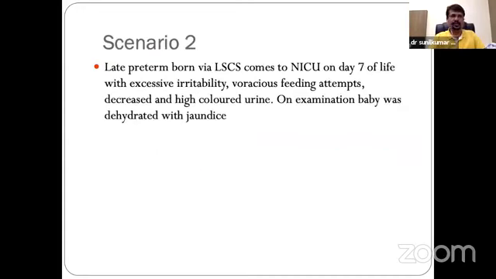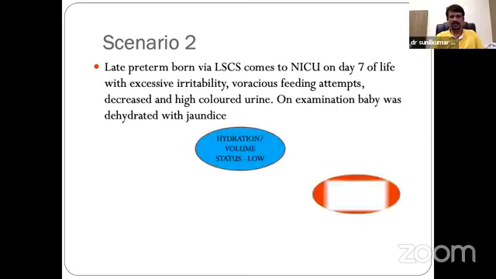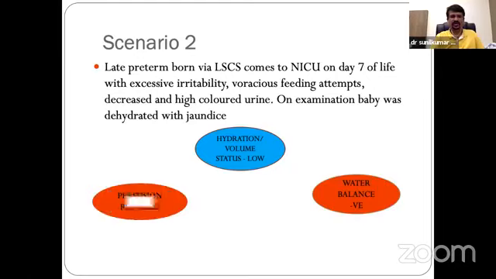So case scenario 2, again one more case scenario. This late preterm born by LSCS comes to NICU on day 10 of life with excessive irritability, voracious feeding attempts, and decreased and high colored urine. On examination, the baby is dehydrated and jaundiced. All the neonatologists and practitioner pediatricians will see such cases routinely in their offices. So here the hydration volume status is low, the baby has lost weight, and perfusion is reduced. So it's a case of hypernatremic dehydration, and sodium measured is 150.